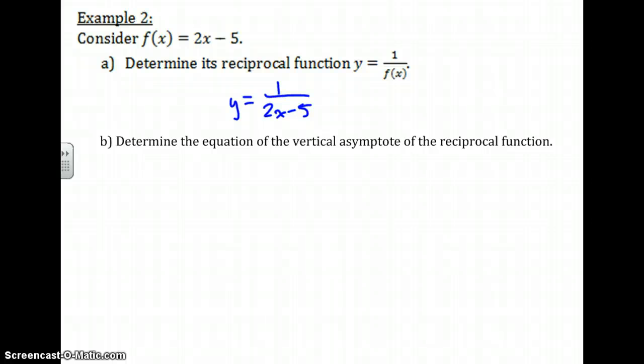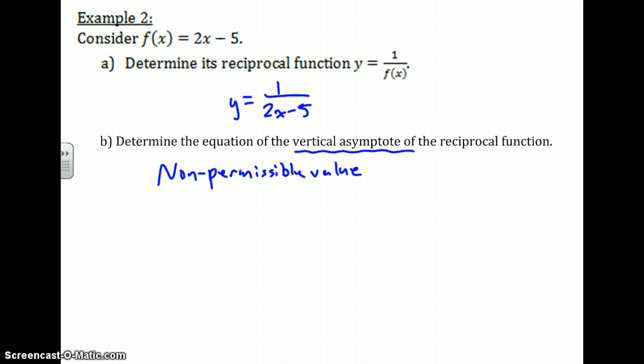Simple. Okay, so now we need to start thinking about this. We're going to be graphing this. So it wants to know the equation of the vertical asymptote. Hopefully we're making that connection, right? That's actually where our non-permissible value is. So what's our non-permissible value for this reciprocal function? Well, 2x minus 5 cannot equal 0. Solving that for x, we get x cannot equal 5 over 2.